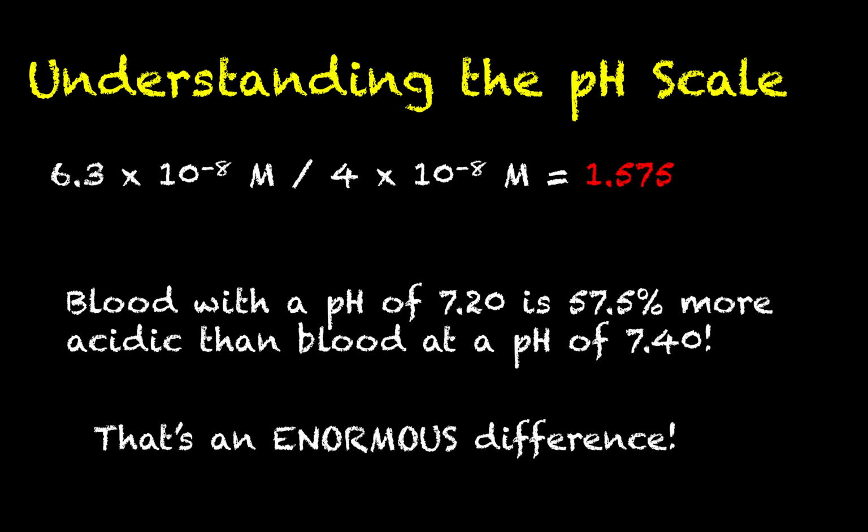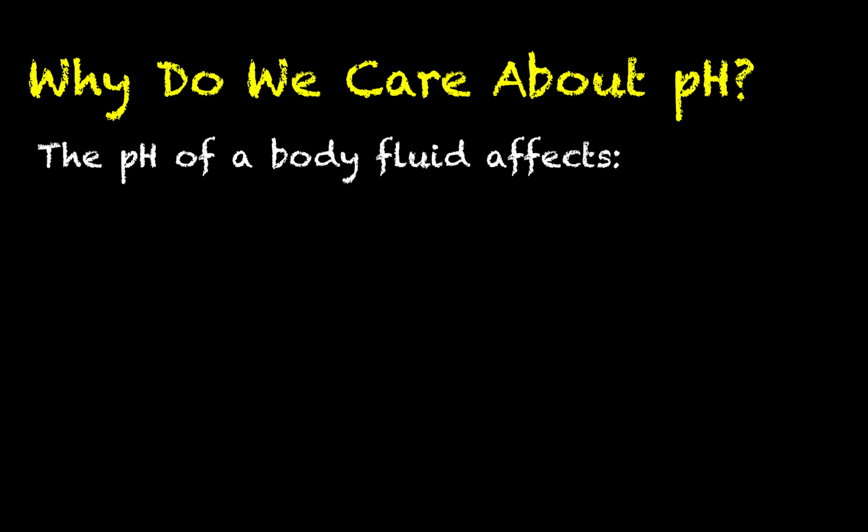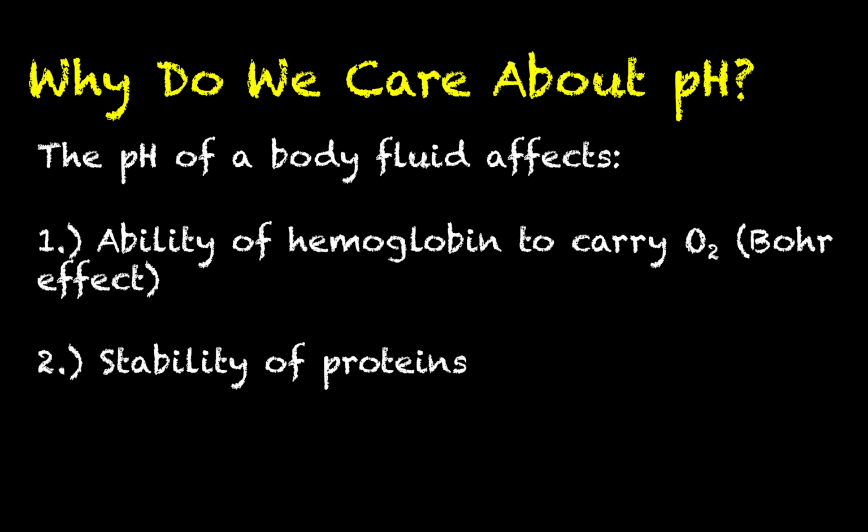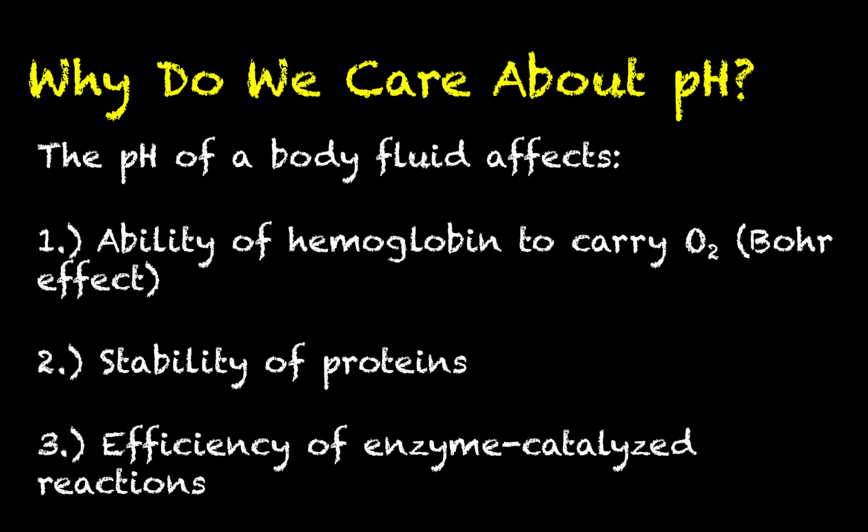So you can hopefully at this point, even this early in the course, understand how it's very important that we do not allow the pH of body fluids like the blood plasma to change very much at all. For now, we can understand that we don't want the pH of any body fluid to change too much because the pH will affect things like the ability of hemoglobin to carry oxygen, which is called the Bohr Effect, the stability of proteins, which is something that we'll illustrate in a later video, and the efficiency of enzyme-catalyzed reactions, which again we will look at in a later video.